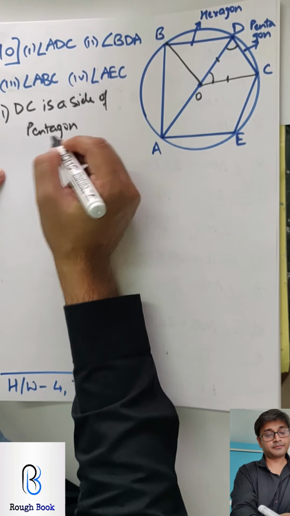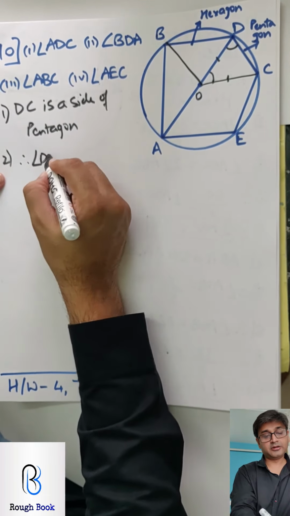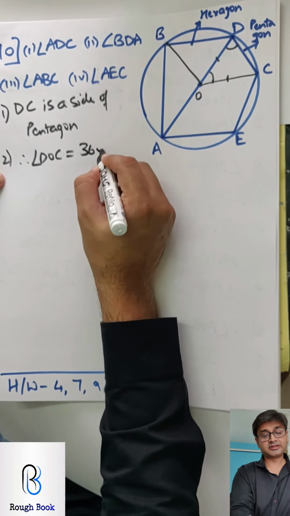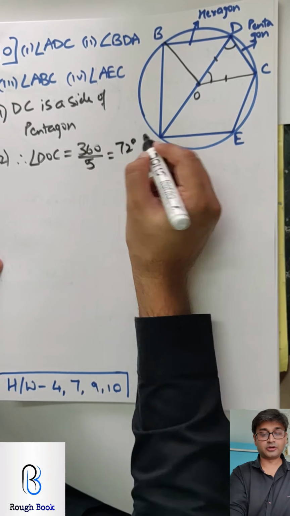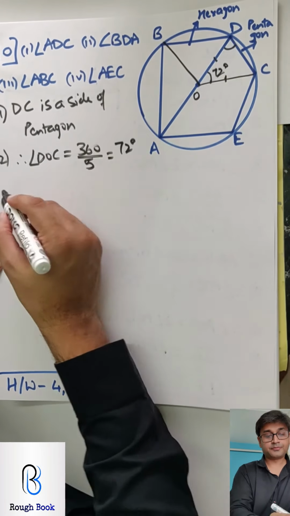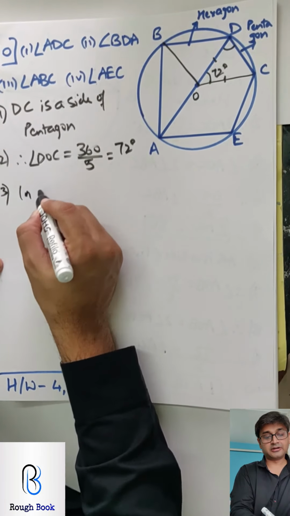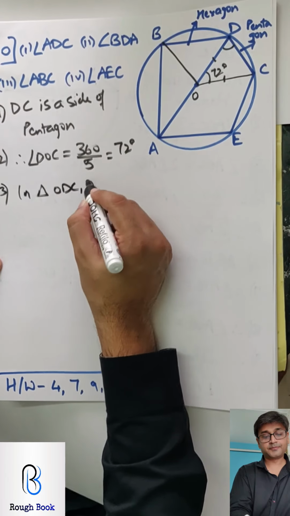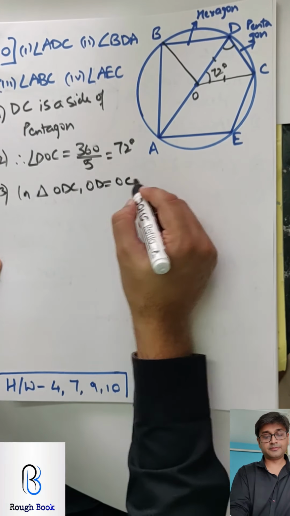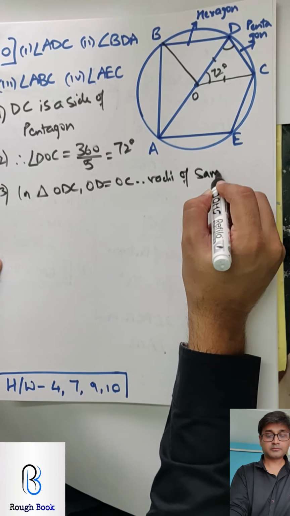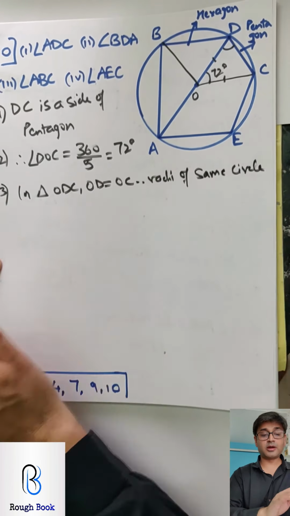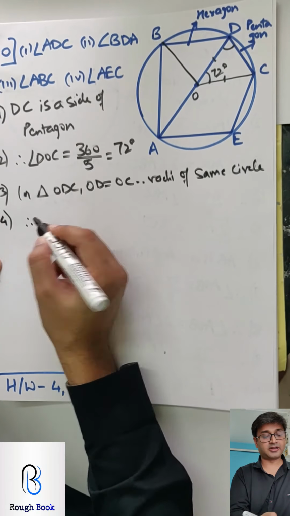and therefore angle DOC is 360 divided by 5, because side of pentagon. So 72, this one. Yeah. Then we will say in triangle ODC, OD equals OC, radii of same circle. Last sum, I am going to write all the steps systematically.